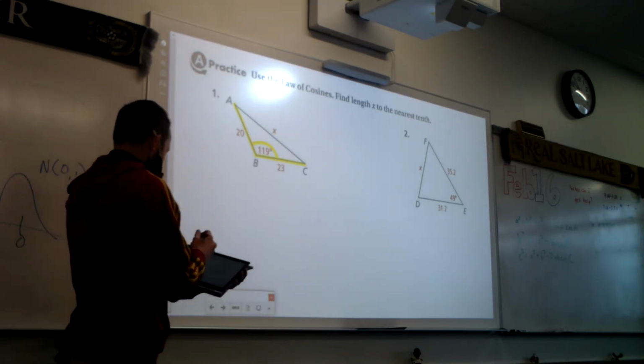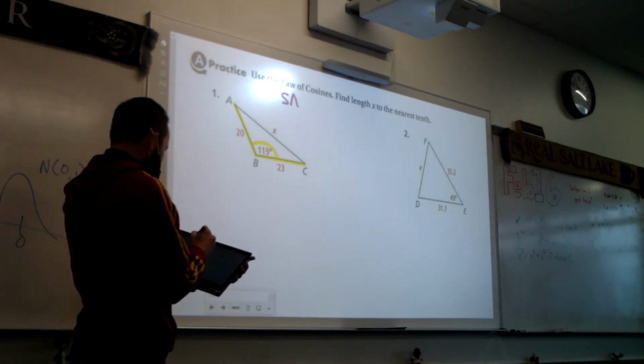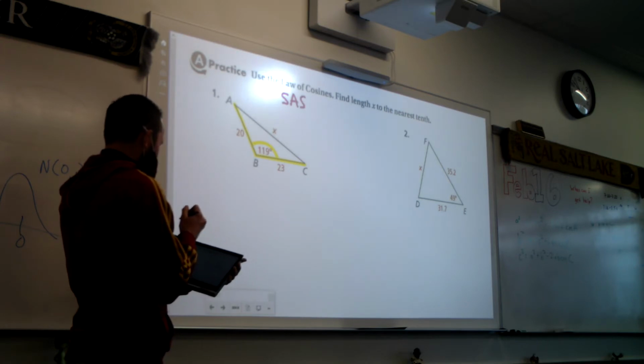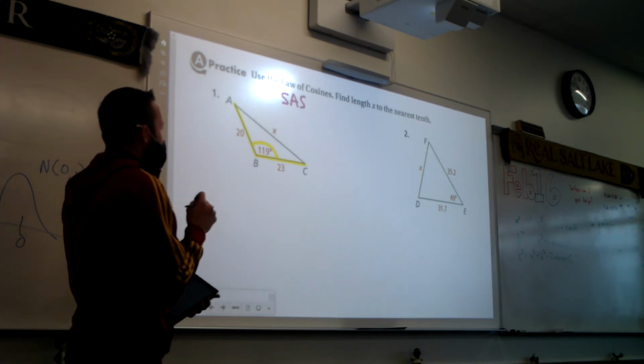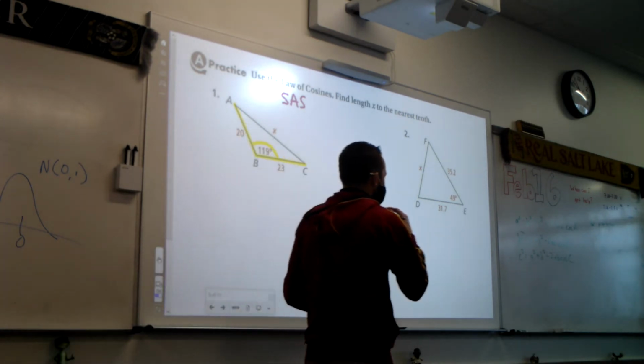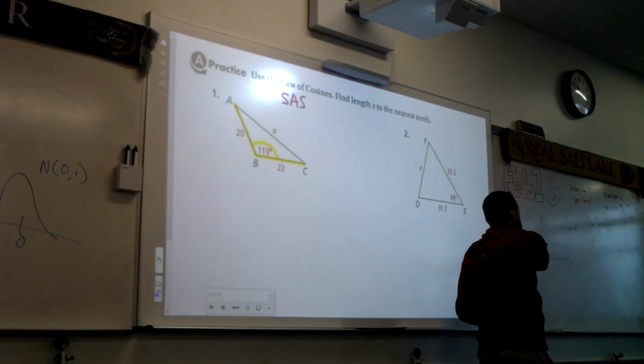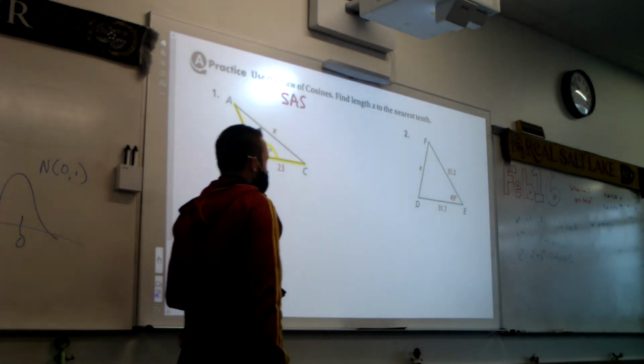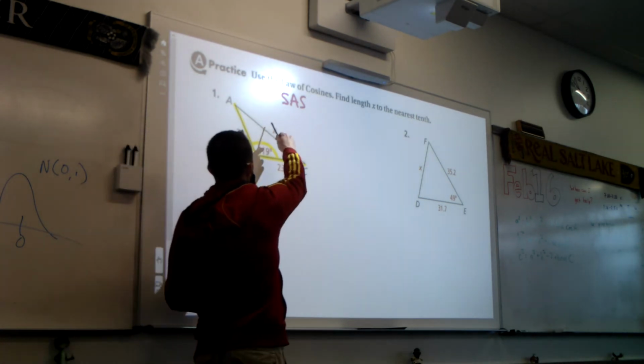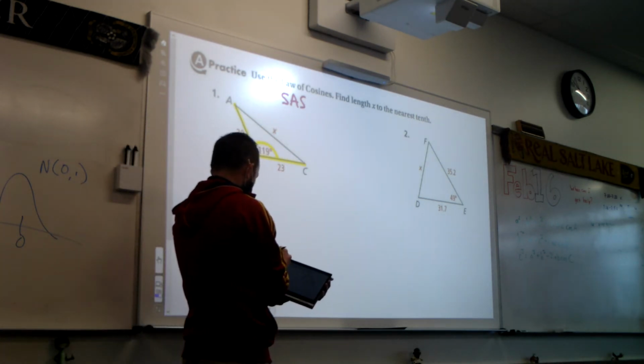So side angle side, great. What that means is that I can now solve for the other side. Now, when I'm looking at this formula, I see three versions. I see an A squared, a B squared, and a C squared. I want to find this missing side right here. What would we call this side? What is its name?